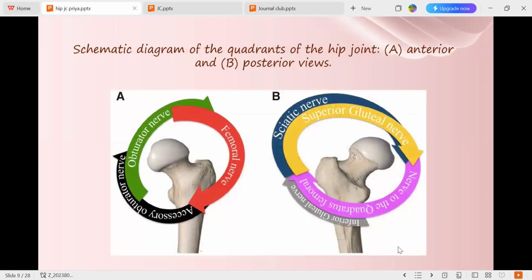So this is a schematic diagram showing the quadrants of the hip joint and the nerves supplying it. The femoral nerve supplies almost all the quadrants, but mostly the lateral quadrants, supralateral and infralateral. The obturator nerve and accessory obturator nerve take care of the medial quadrant. Whereas for the posterior capsule, the sciatic nerve and superior gluteal nerve cover the superior quadrant, and the nerve to quadratus femoris covers the inferior. The inferior gluteal nerve, with articular branches present in only 10% of cases, supplies the infralateral quadrant.